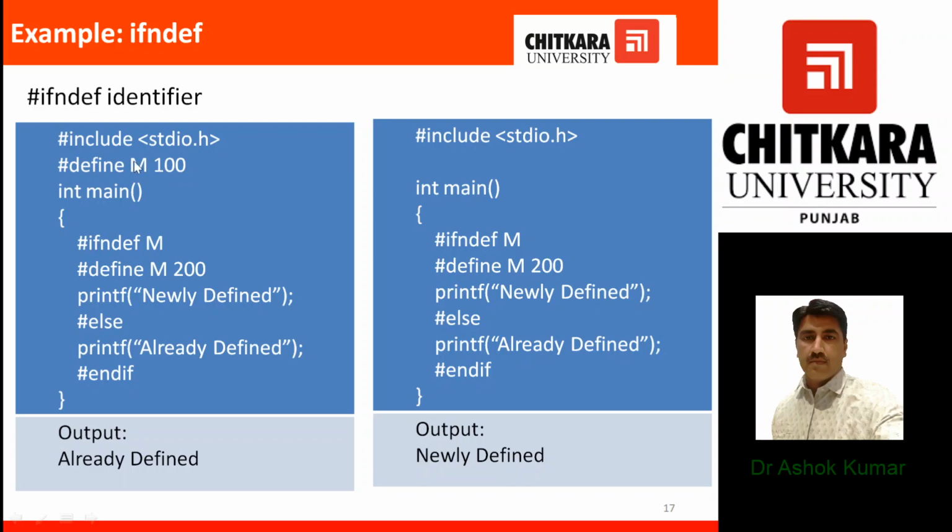If I remove this line from this code, this one, then the ifndef, because m is not defined, I have removed it, will evaluate to true. Then this line will define m and assign value 200 to it, and then you will get this output, newly defined. And the second problem that we have discussed over here is if not defined, and accordingly it will work.